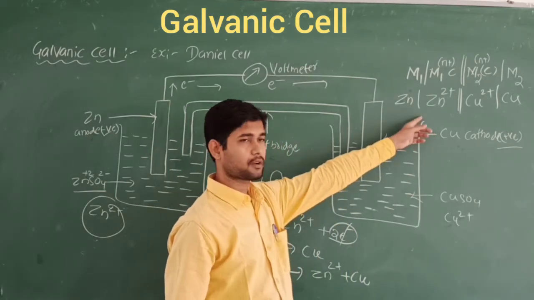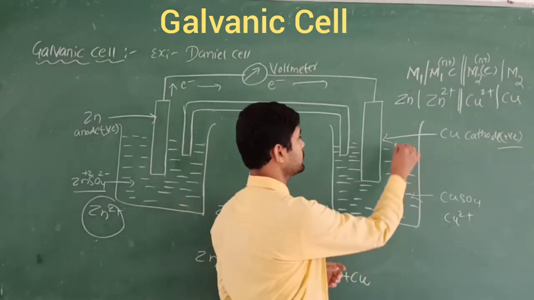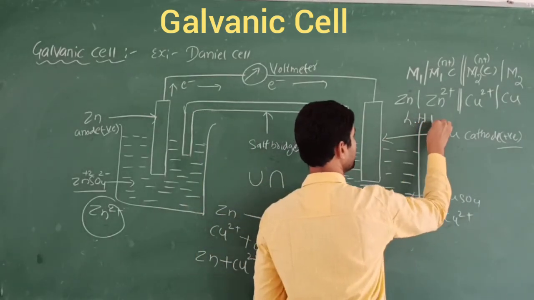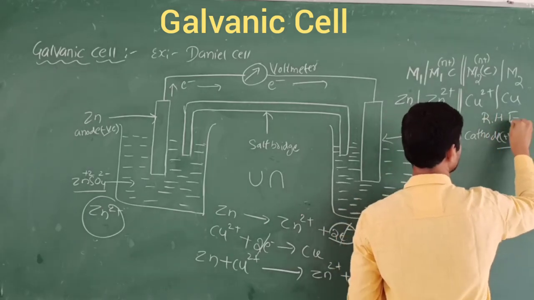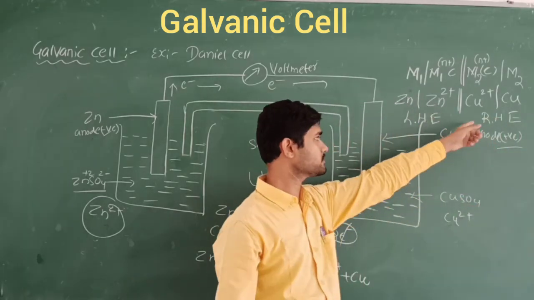This is called the left-handed electrode, denoted as LHE. This is called the right-handed electrode, denoted as RHE.